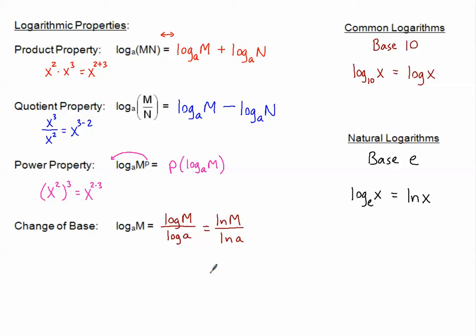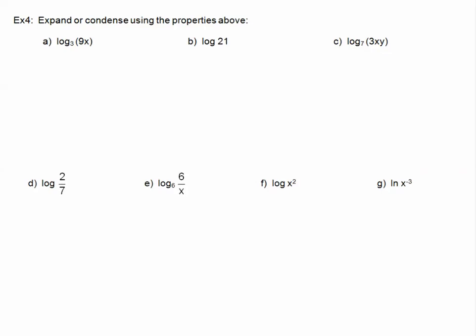So these are our properties. If you want to make some flashcards to help you to memorize these, that's fine. Really, it just takes some practice using them. And that's what I'd like to do right now. Show you a couple of examples. Example number 4 has a bunch of different parts. What we're going to be doing is we're either going to be expanding or condensing. Expanding means separate into a bunch of pieces. Condensing means put it into a single piece. And we're going to be using the properties that we just had in our notes.